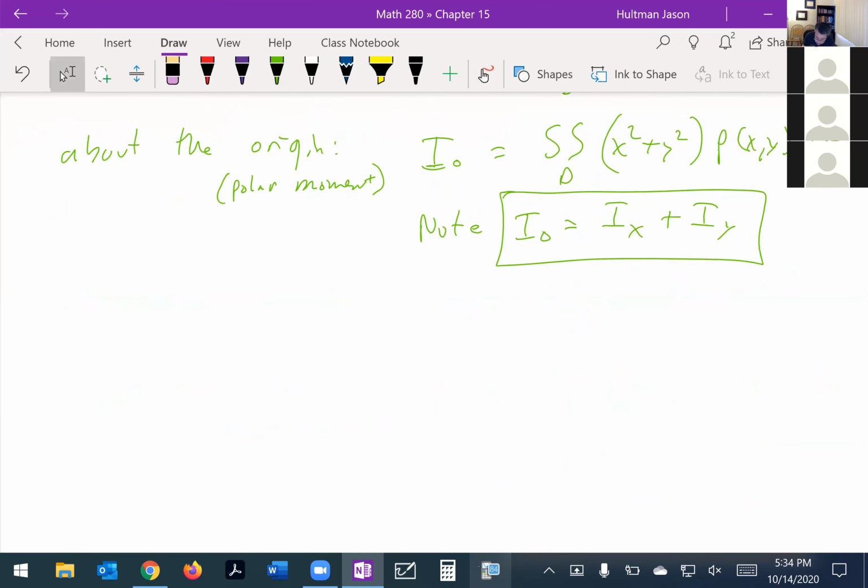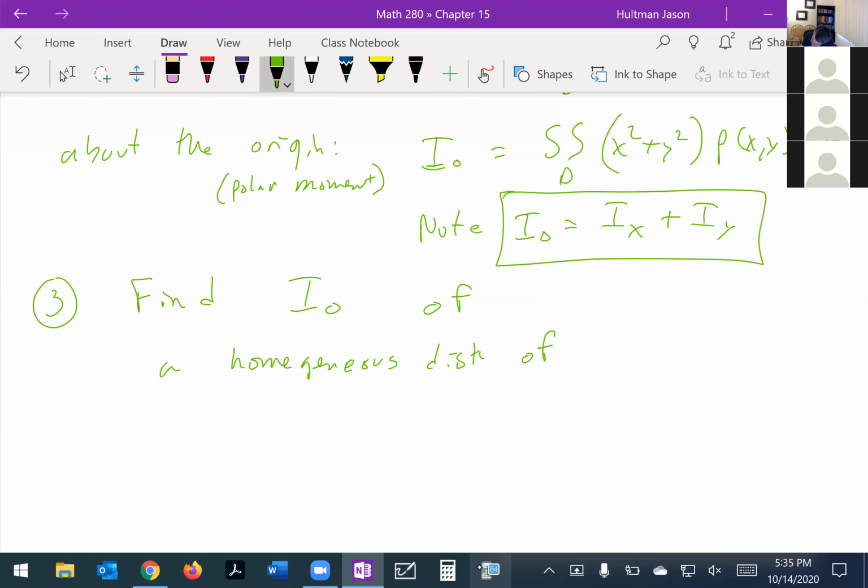Okay, last example. Find the moment of inertia about the origin of a homogeneous disk of density rho.